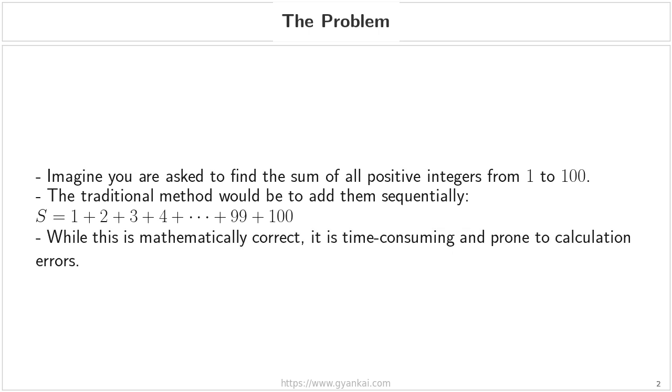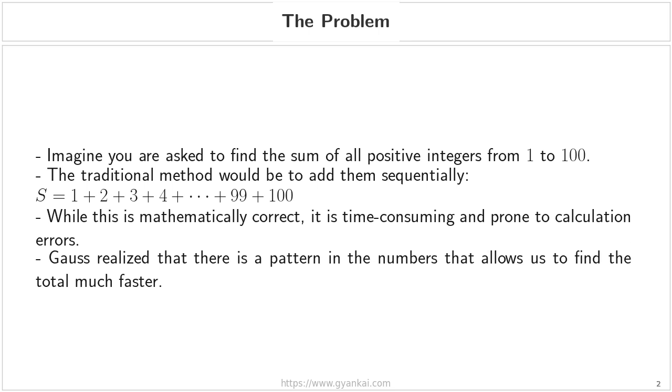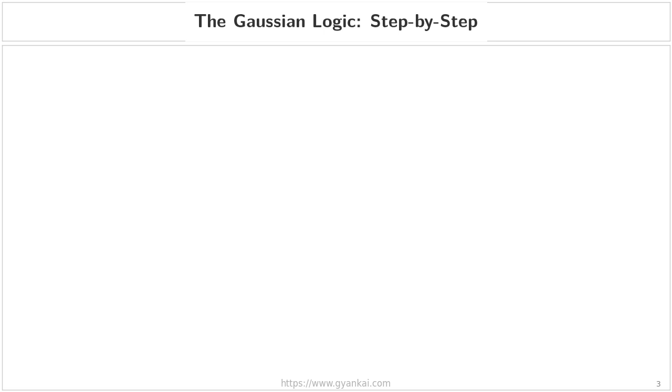Now, while this approach is mathematically perfectly correct, think about the practical side. Doing this by hand is incredibly time-consuming, and the longer the list of numbers, the more likely you are to make a small calculation error that ruins the whole result. However, as we'll see in the next few slides, the great mathematician Gauss realized that there is a hidden pattern within these numbers, a pattern that allows us to bypass all that tedious addition and find the total much, much faster.